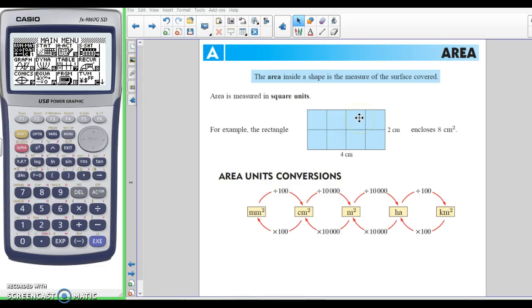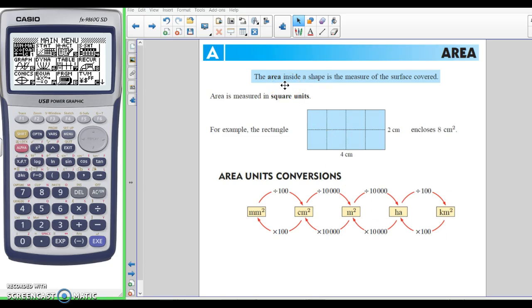Alright, we're going to look at area now. More specifically, to start with, looking at unit conversions for the area. So we previously looked at perimeter and length. We looked at millimeters, centimeters, meters, kilometers. In area, we've got some units that are millimeters squared, centimeters squared, meters squared. We've got hectares and kilometers squared.